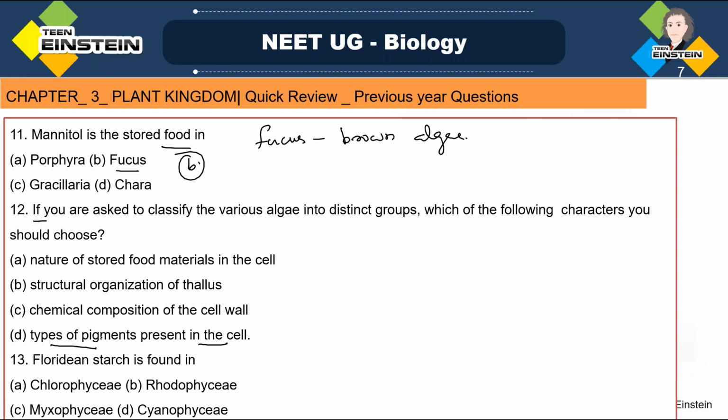Types of pigment present in the cell. Option D is the right answer. Next, question number 13.